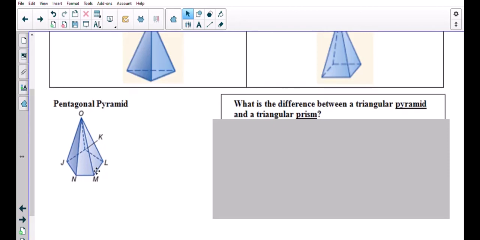Now, I do want to spend some time, and I want you to pause the video, and I want you to think about this. It says, what is the difference between a triangular pyramid and a triangular prism? Think of some differences. There's more than one.